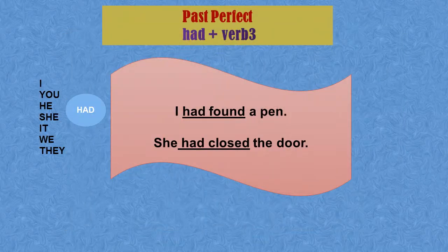Let's have a look at past perfect tense. It is used to express an action which has happened or completed in past. In this, we use had plus third form of verb. Students, remember we use had with all first, second and third person singular and plural like I, you, he, she, it, we, they. Here are some examples.